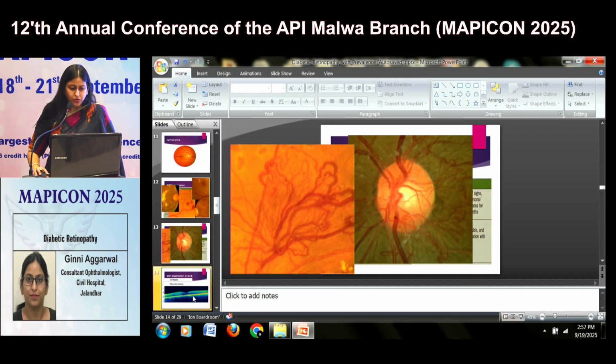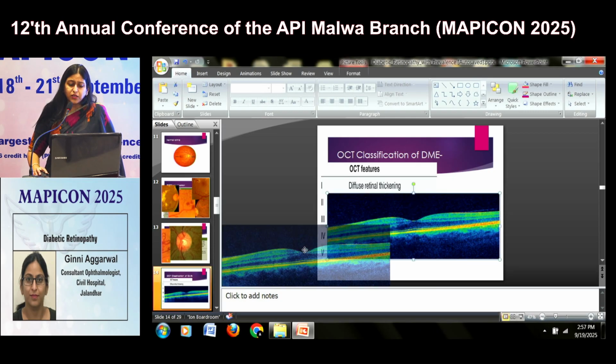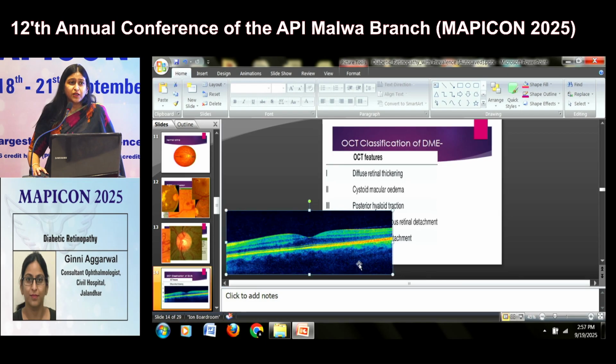Moving on, this is what an OCT image looks like. This is optical coherence tomography. This shows all the layers of the retina. I hope everybody remembers, we used to memorize the 10 layers of the retina. So these are all those layers. This is the choroid, this is the vitreous, this is the retina, the retinal pigment epithelium, the photoreceptor layer, and the normal foveal dip.